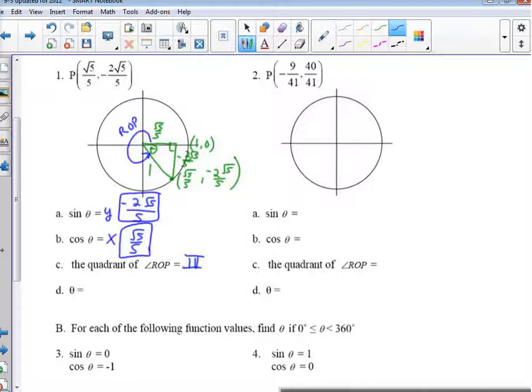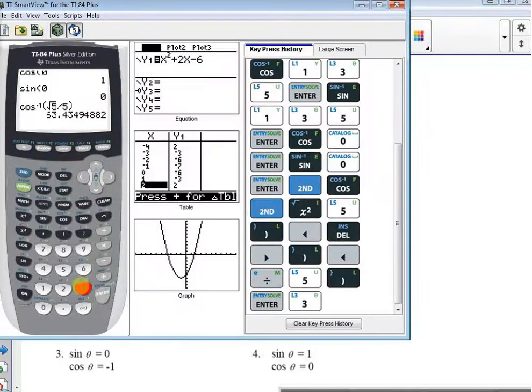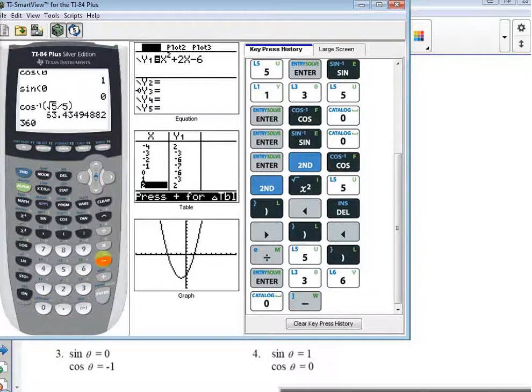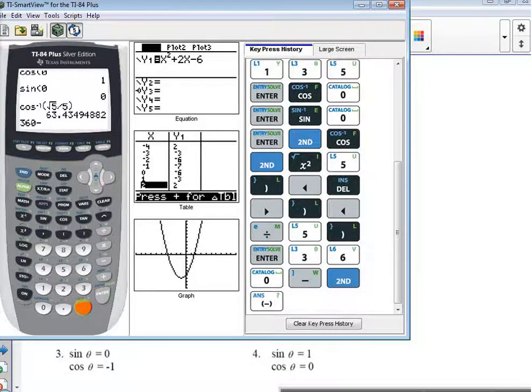So that little theta measure in there is 63.43 degrees. Now the measure of angle ROP is equal to 360 minus 63.43. So that's 296.57.